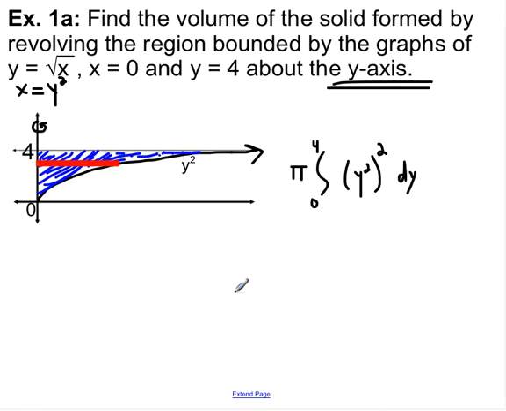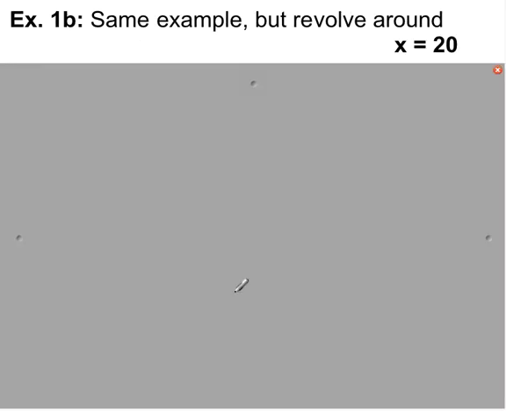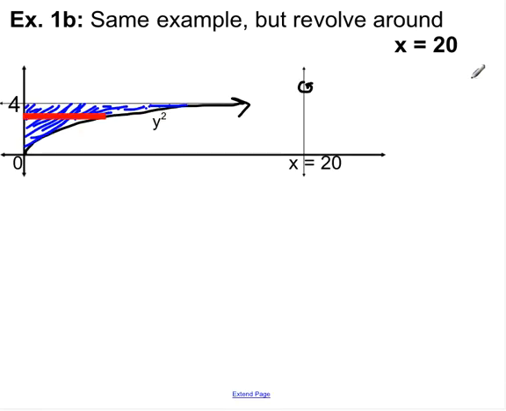But now let's change it a little. Let's actually add in some white space so that we can use the washer method. So I'm going to change the example, but now we're going to revolve it around x equals 20. You can change your sketch if you want, or you can just extend your line, and it should end up looking something like this. So now, instead of revolving around the y-axis, we're revolving around x equals 20. It's extremely similar to the last homework, except now it's just a vertical axis.